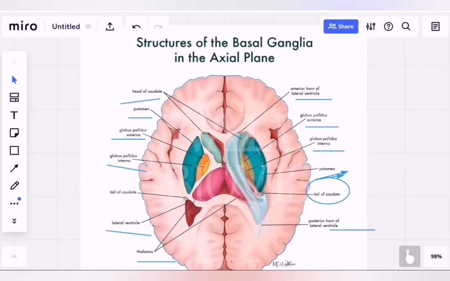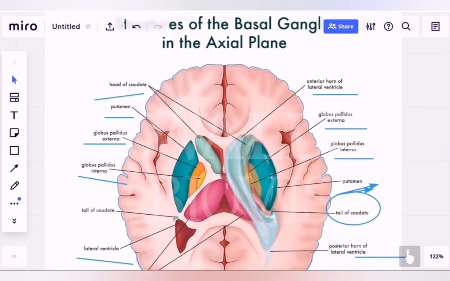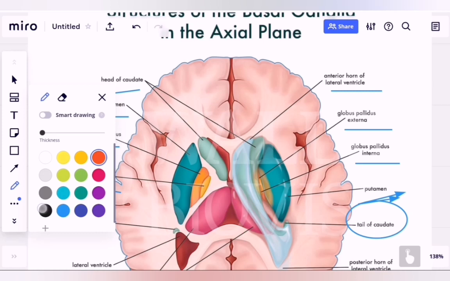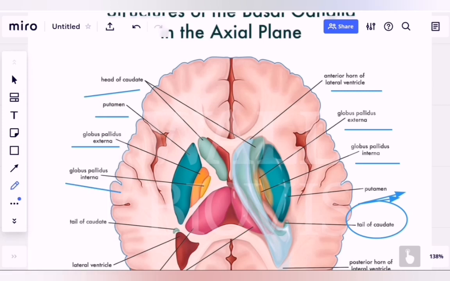In this axial plane, let me zoom in here. Here I'll indicate it in gray color. The frontal part is the frontal lobe. Then here at the back is the posterior. Here is the frontal horn of the lateral ventricle.